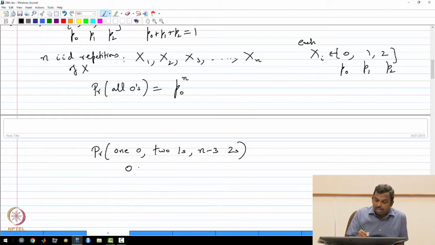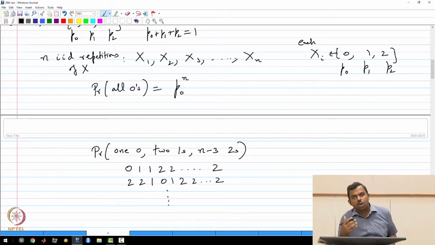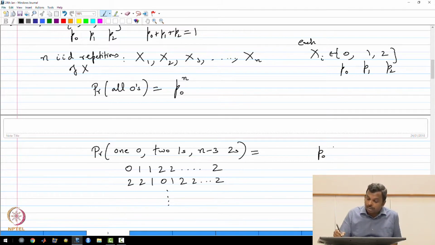So for instance, it might be 0 1 1 2 2 2 2 2, or it can also be 2 2 1 0 1 2 2 2 2, like this. Like this you'll have a lot of possibilities here. Where does the 0 come, where does the 1 come, where does the 2 come? All sorts of possibilities are there. If you do the calculation carefully, the one term which is easy to write down is the product of the probability. So you will have p0 p1 squared p2 power n minus 3, right? This is easy to write because there's one 0, two 1s, and then n minus 3 2s. How many such sequences are there?